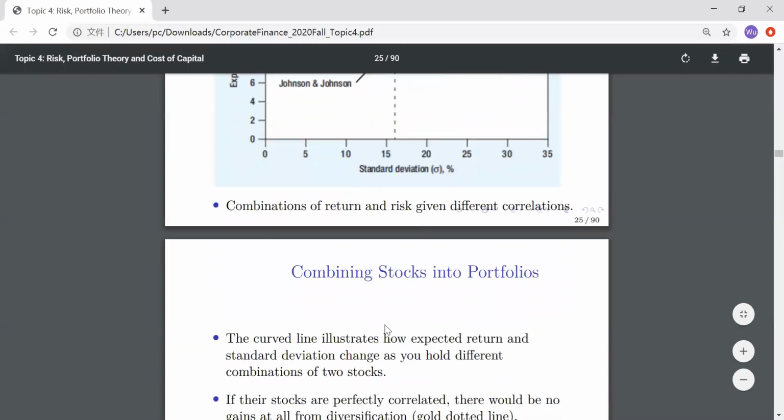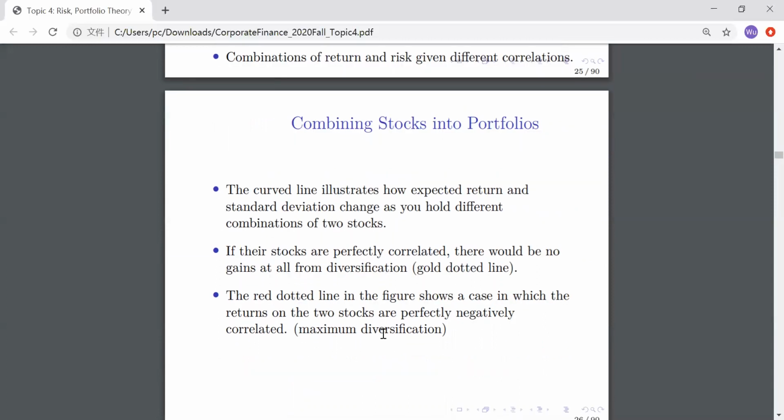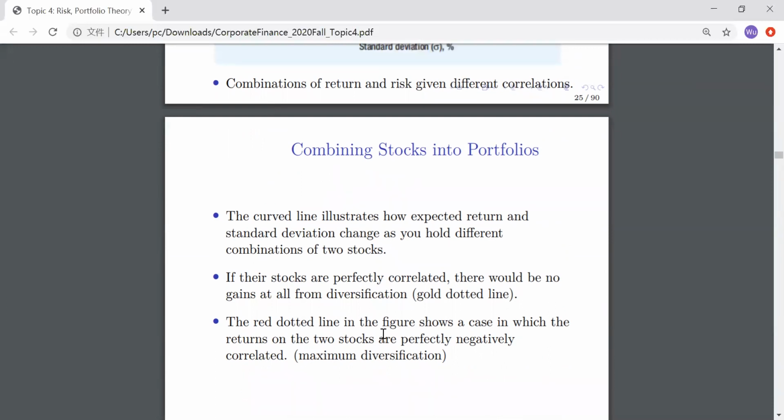And we know that if they're perfectly correlated, there's no diversification benefit, right? Because they move in the same direction. And if they're perfectly negatively correlated, they are perfect hedging assets. We talked about this earlier. In this case, we have maximum diversification because the movement of one stock is counteracted by the movement of the other stock. So any risk produced by one stock is eliminated by the other stock in the opposite direction.